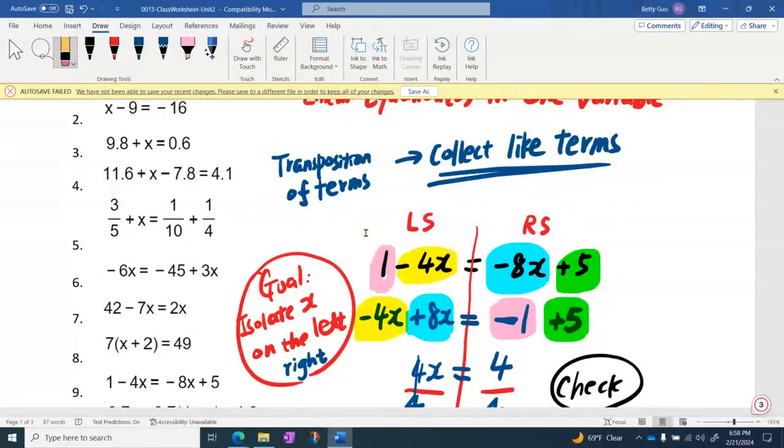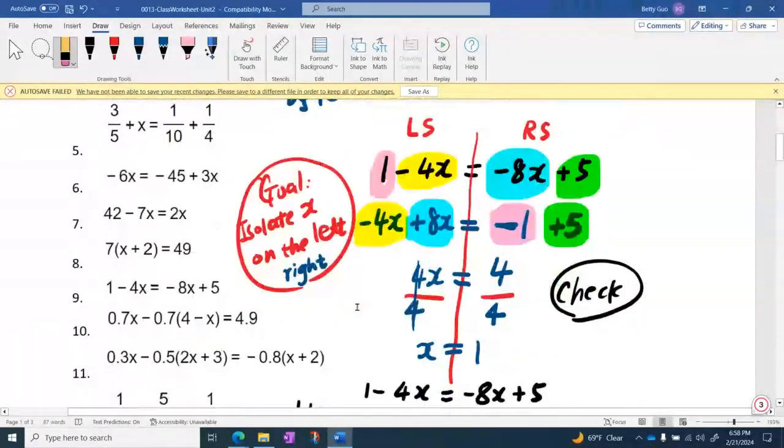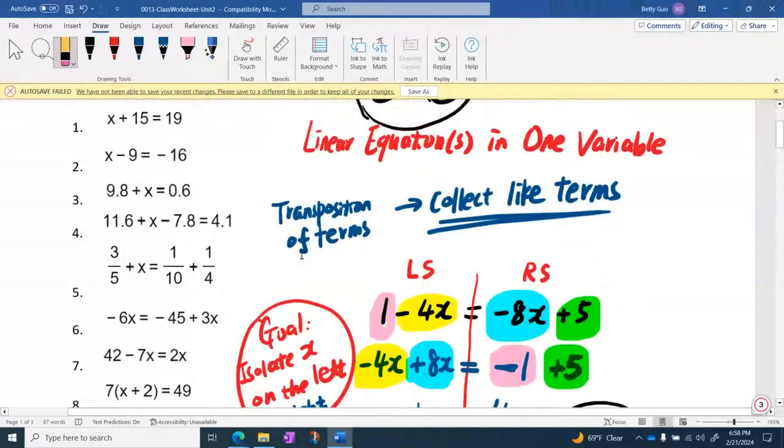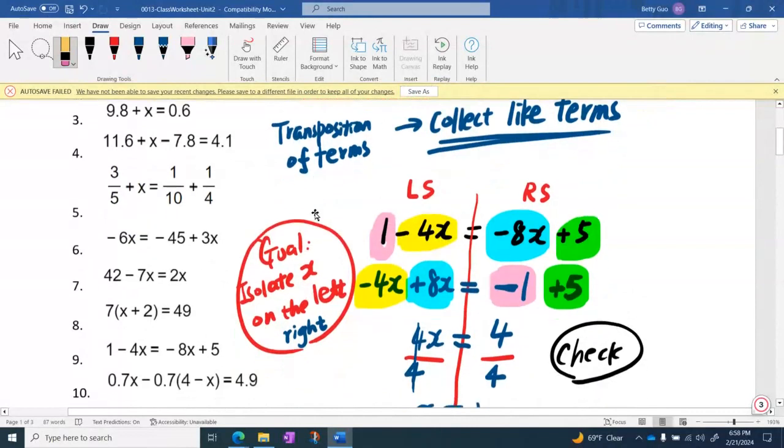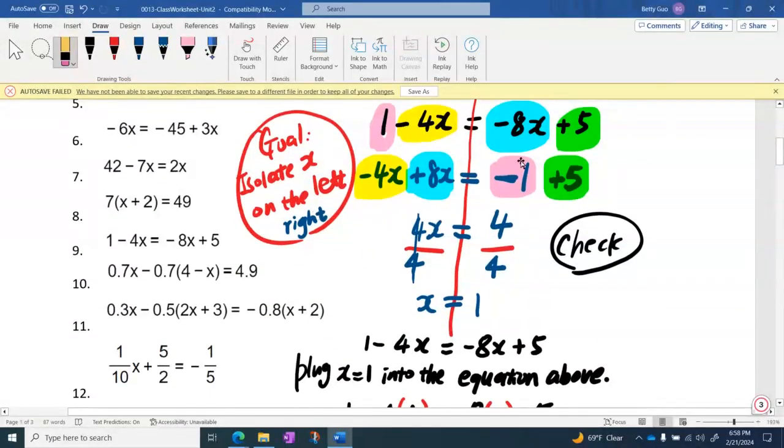Let's summarize. How do we solve a linear equation in one variable? One method is to apply the transposition of terms to collect like terms. Firstly, I would draw a line to separate the left side and the right side, and then observe the structure of the equation. How many terms are there? Which of them are like terms? Which of them are variable terms? Which of them are constant terms?